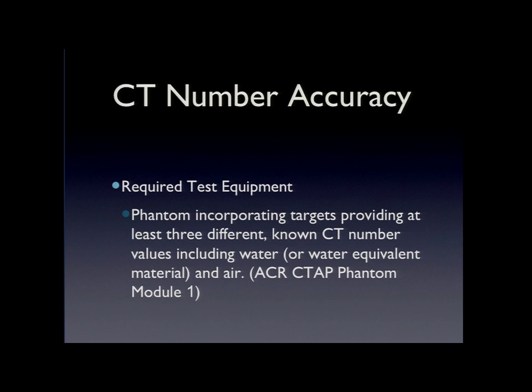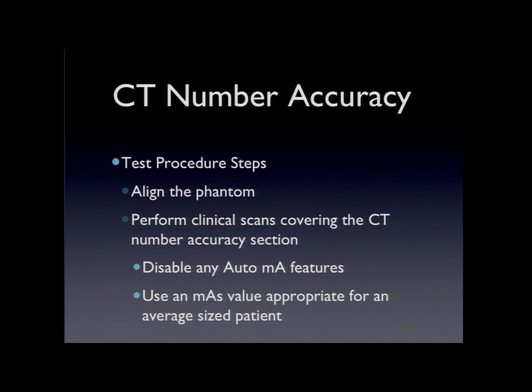That's why we need to do this. So the Phantom has to incorporate various test objects so you can evaluate at least 3 different. 2 points make a line, but 3 make a more accurate line, so you want to make sure that you're looking at it that way. So look at water and air. Those are really important to help determine the contrast scale of your system. And for the CT Phantom, that's in Module 1.